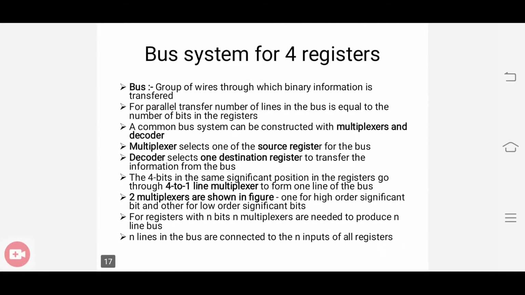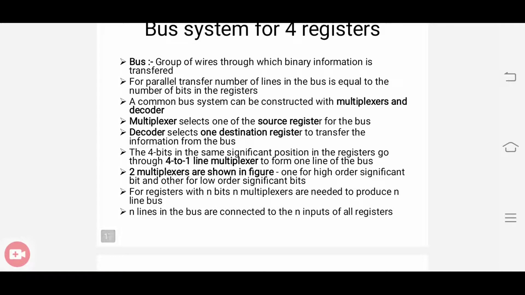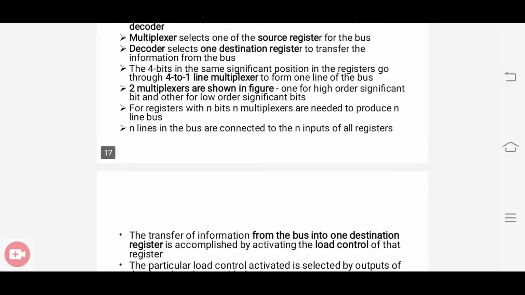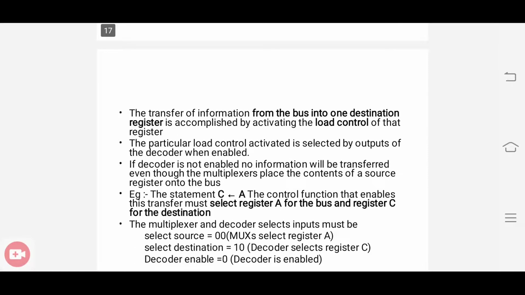So this is the description. Bus is a common path to communicate. Multiplexer and decoders are used. Multiplexer is for selecting the source register and decoder is used for the destination register. 4x1 muxes are used in this system. 2 multiplexers are shown here.